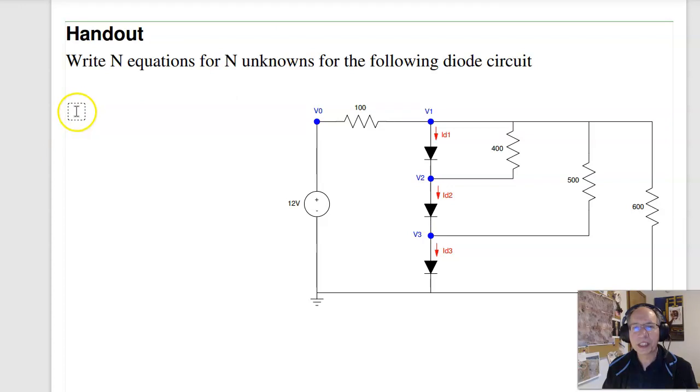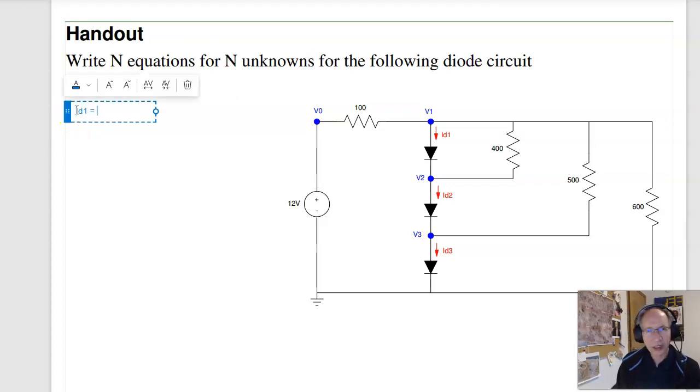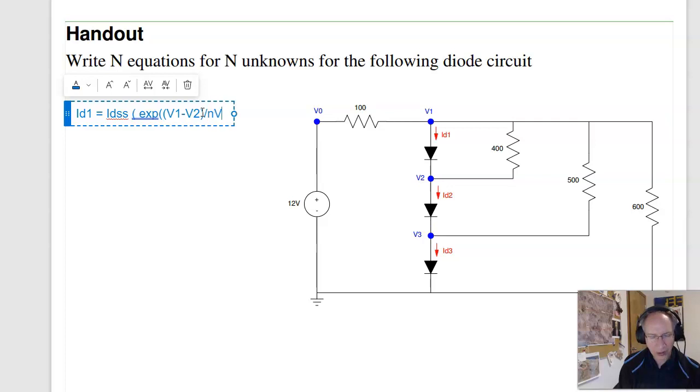For the first diode, ID1 is your IDSS, make that bigger so you can see it, times the exponential of the voltage across the diode. Diode 1, anode to cathode, is B1 minus B2. So there's your first diode.